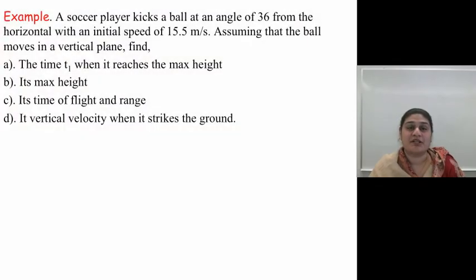Next example. A soccer player kicks a ball at an angle of 36 degrees from the horizontal with an initial speed of 15.5 meters per second. Assuming that the ball moves in a vertical plane, find the time when it reaches a maximum height, find its maximum height, find its time of flight and range, and its vertical velocity when it strikes the ground.